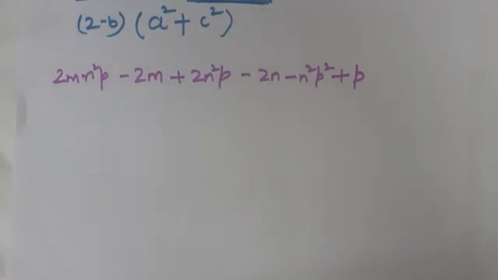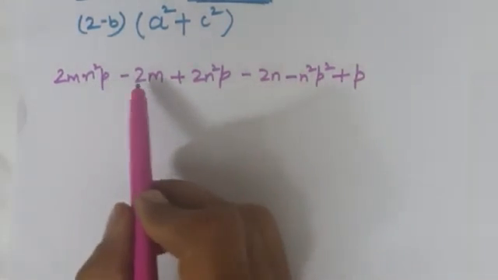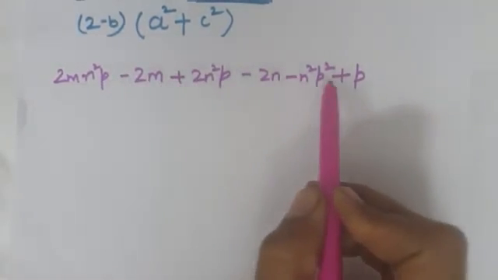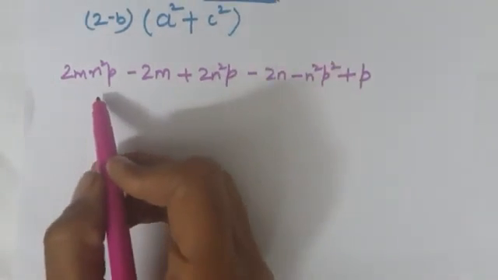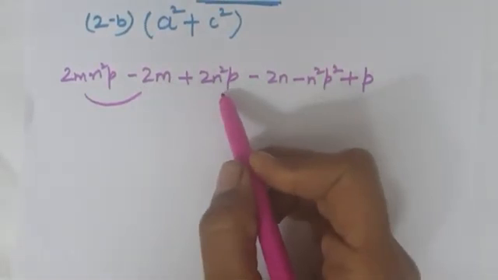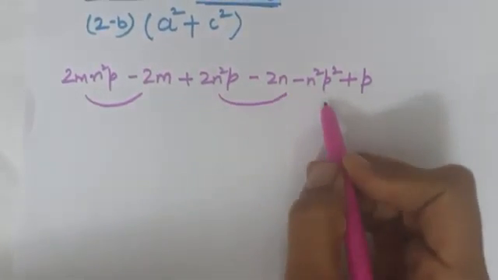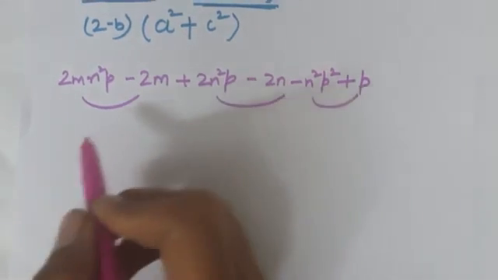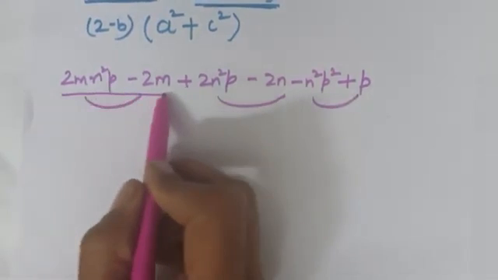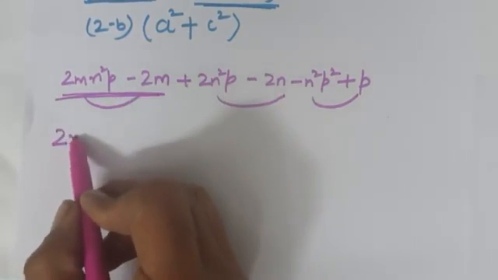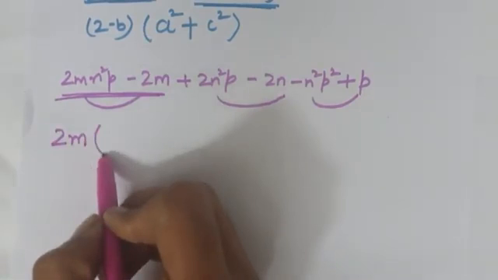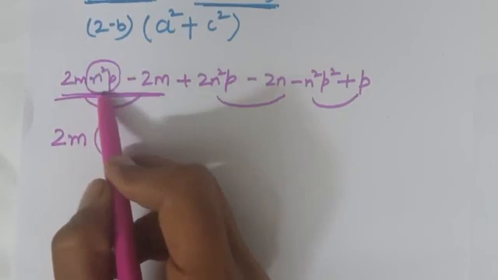Now again see the next question. There are 1, 2, 3, 4, 5, 6 terms. And how many pairs can we make here? Yes, 3 pairs. So this is your first pair, this is the second, and this is your third pair. So now, what is common in these two terms? Yes, 2m. What is left inside? n square p.